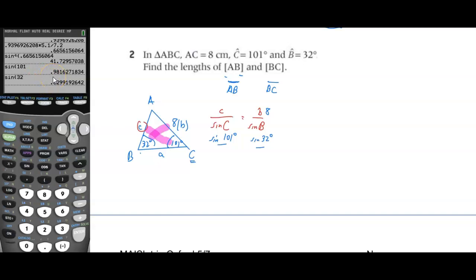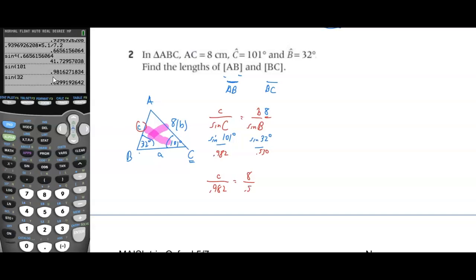And let's substitute those in. So sine 101 is equal to 0.982. And sine 32 is equal to 0.530. Okay, so let's rewrite this. So I have little c on the bottom, I have sine of C, which is also 0.982. I have 8 on top here. And then on the bottom, I have 0.530, which is sine of B.